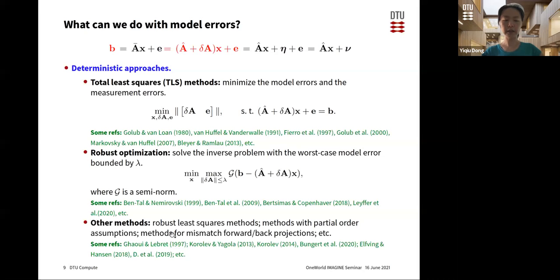Another work is this one. It deals with a specific type of model error. When we implement the forward and adjoint operators, due to the efficiency of implementation, we may use different models, which can introduce a mismatch between the forward operator and its adjoint. Of course, this is also a kind of model error, and there are some methods to handle this.